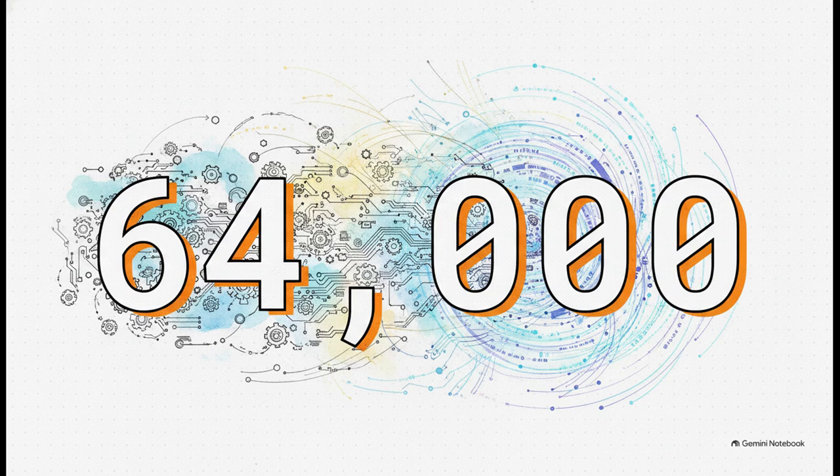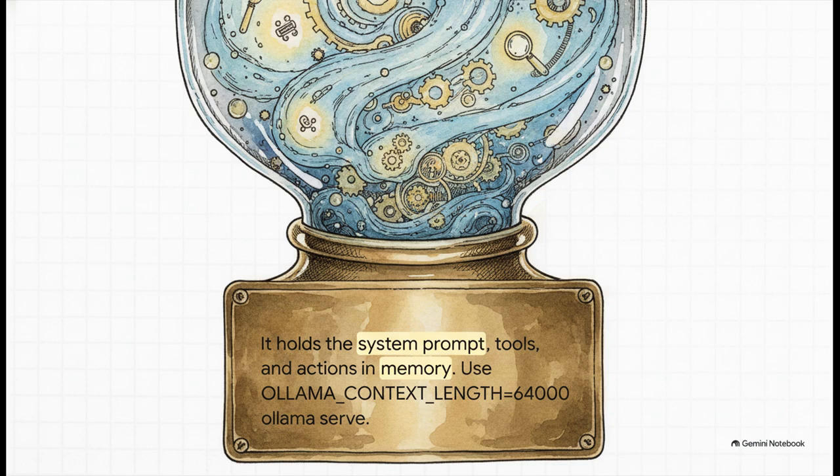64,000. That is the magic number. You must have a context window of at least 64,000 tokens for this entire framework to function correctly. So why 64K? Well, because the agent framework is incredibly resource-heavy when it comes to memory. That context window has to hold the Hermes system prompt, all of those complex tool definitions we talked about, plus the running history of all its previous actions while it works through that agent loop.